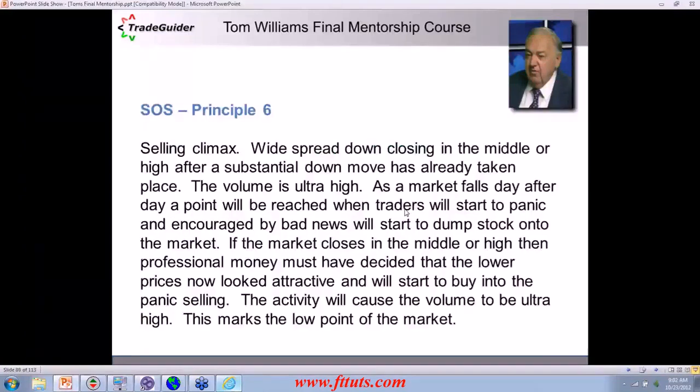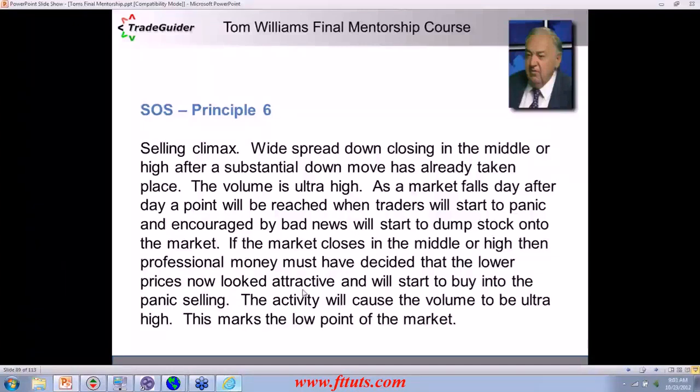All right, so the selling climax. Widespread down bars. Again, this is as powerful as bag holding. Widespread down bars closing in the middle or high after, this is the important bit, a substantial down move has already taken place. The volume will be ultra high. As a market falls day after day, a point will be reached when traders will start to panic and, encouraged by all the bad news, will start to dump onto the market. I say stock here, but it could be gold, oil, anything.